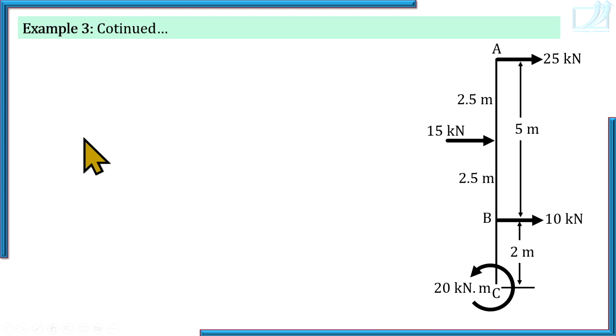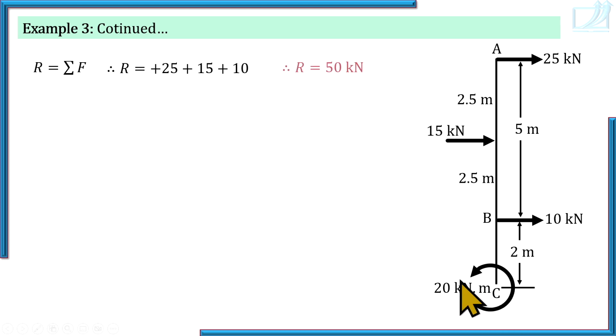Once the space diagram is ready, the two equations, R is equal to sigma F and Varignon's theorem, R into D equal to sigma M, are going to give you the final answers. So let's proceed. R is equal to sigma F. So therefore R is equal to 25 positive, 15 positive, 10 positive, and don't consider couples while adding forces. So you got R is equal to 50 kilonewton. Positive answer means it is rightwards.